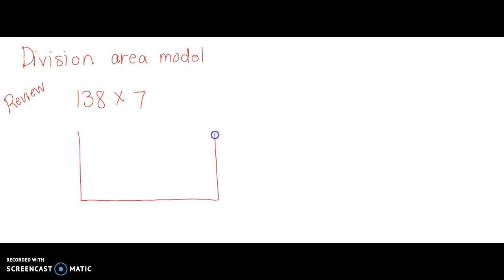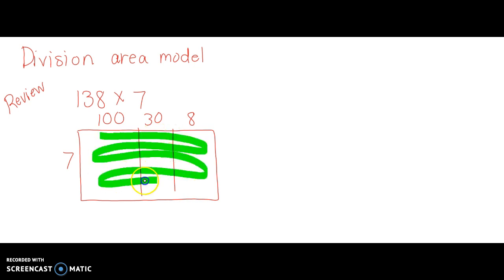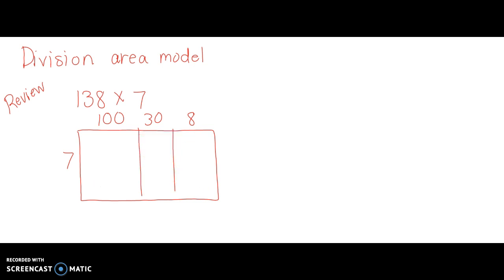Remember, an area model is a rectangle, a smaller model of a larger rectangular array on grid paper or graph paper, and let's break apart our 138 into 100, 30, and 8. This is the expanded form of 138. And let's multiply 138 by 7. So we'll have 7 rows of 138 columns. So this middle here, this inside, will be my area of 138 times 7.